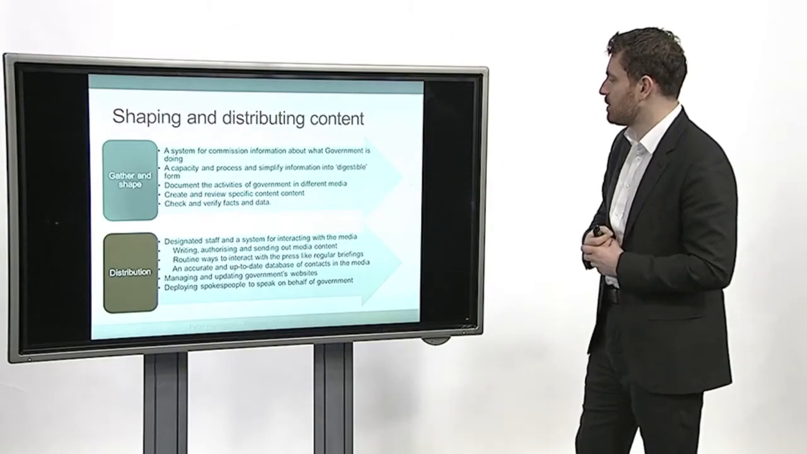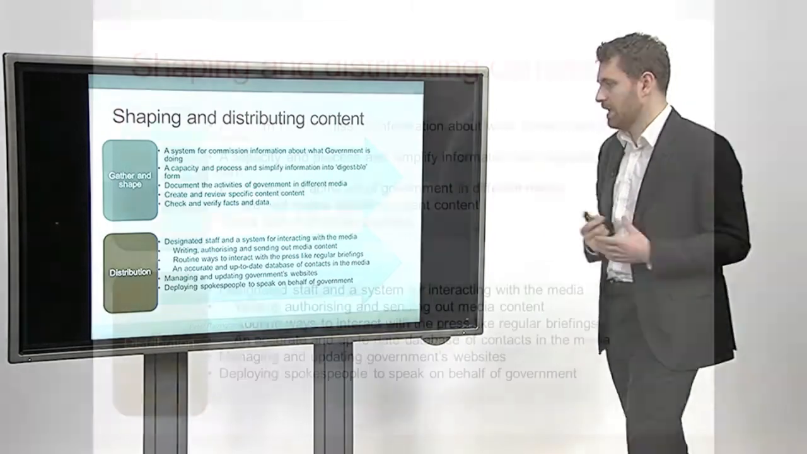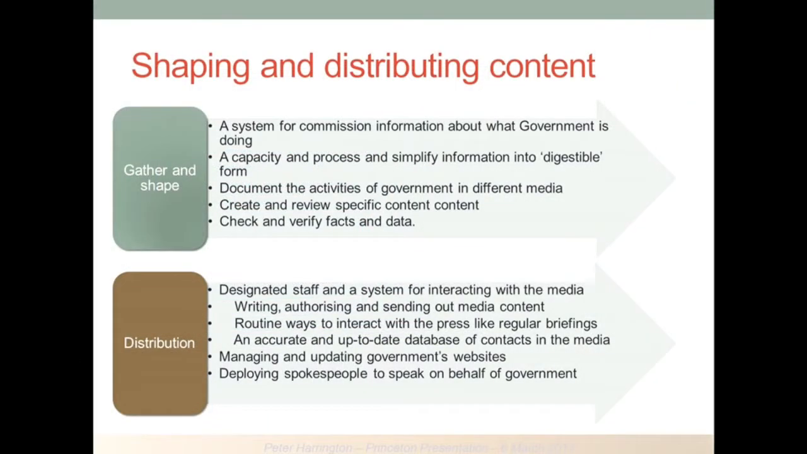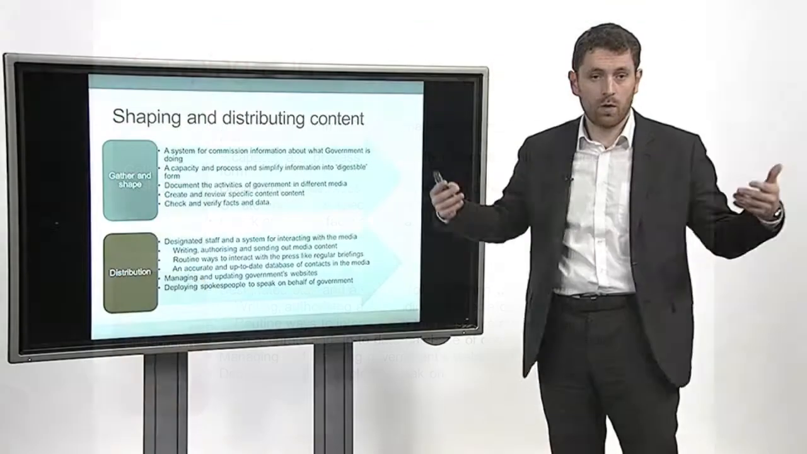So shaping and distributing content, as I said, this is the bread and butter. You need to gather and shape. So you need a way to commission information about what government is actually doing. If you're in the White House, you need to know if the Department of Labour is making an announcement today. You need to know if the EPA is about to bring in some new regulation. You need to know what's actually happening and create channels for those people to feed information.